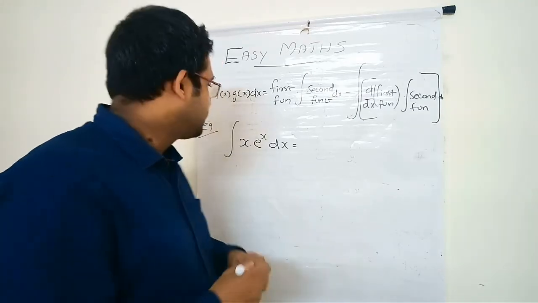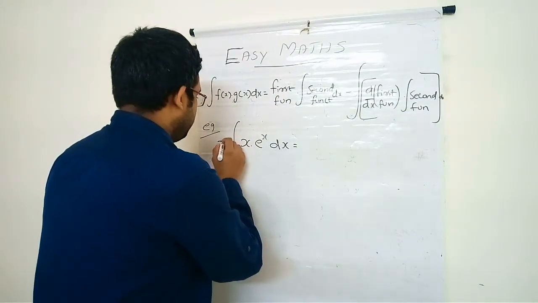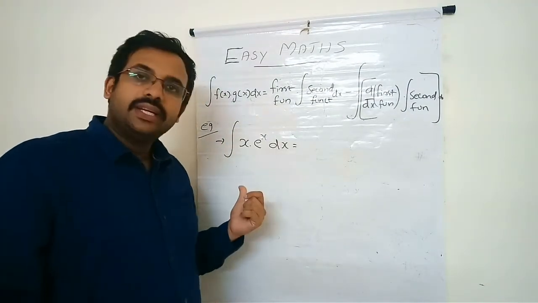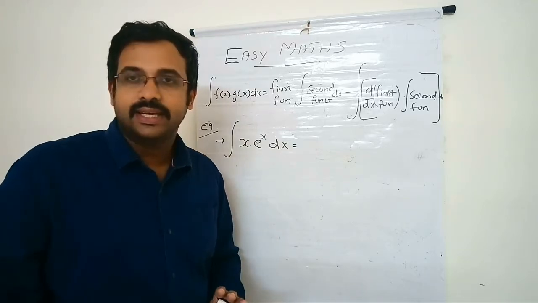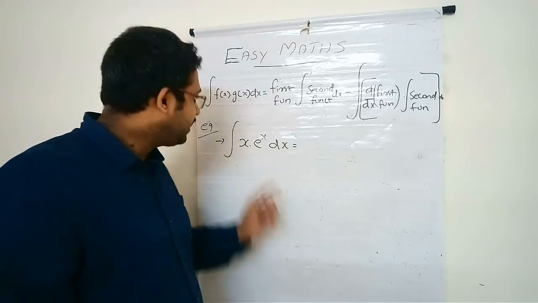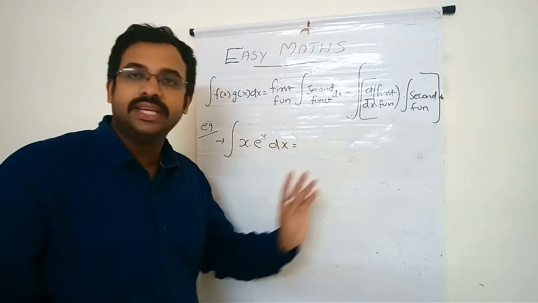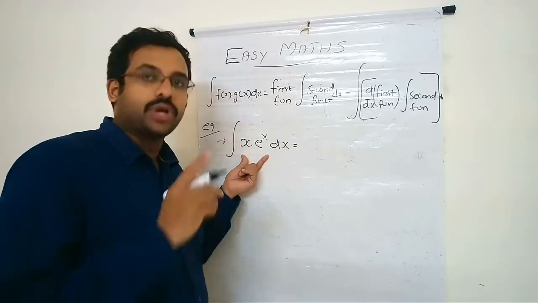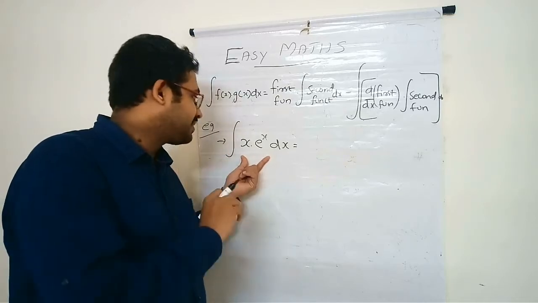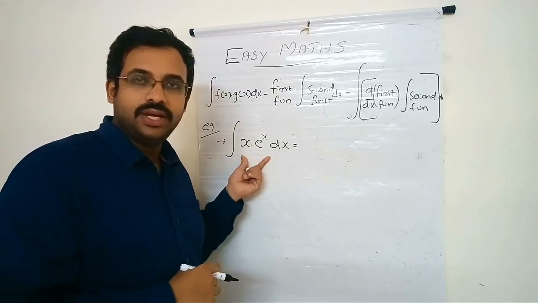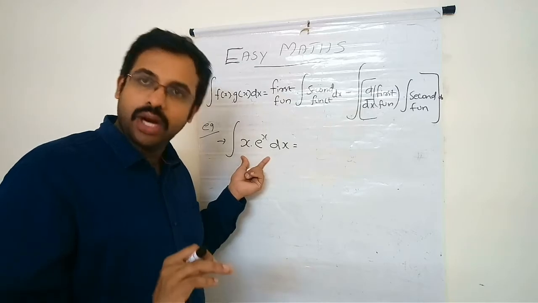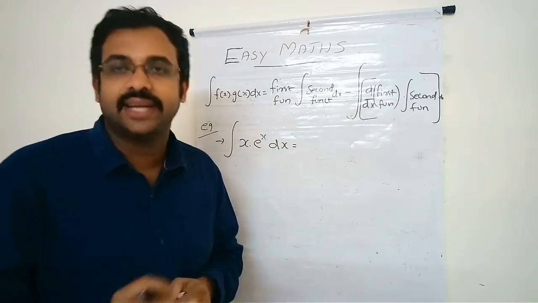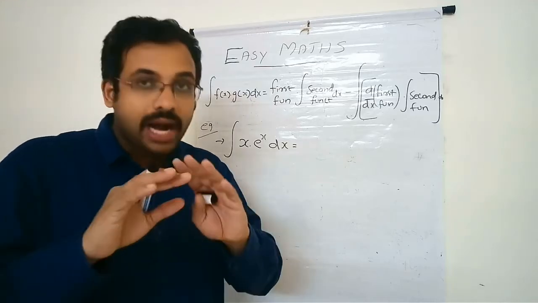So we can do one example. Evaluate, question will be always like this: evaluate integral x into e raised to x dx. So here the integrand is a product of two functions, x into e raised to x. So we want to apply integration by parts. We want to select a first function and second function according to the ILATE method.